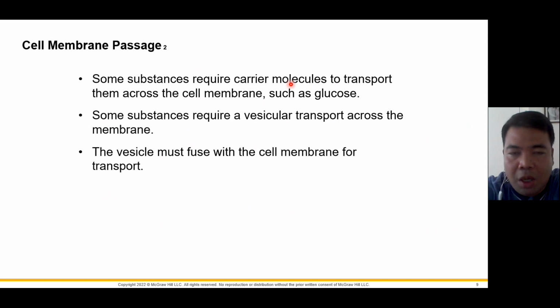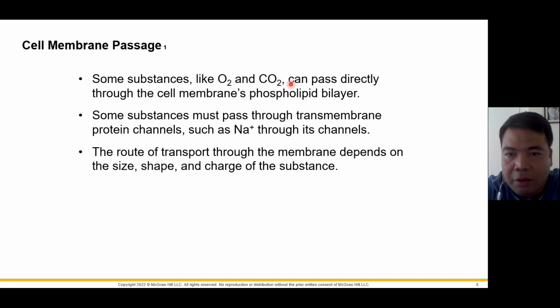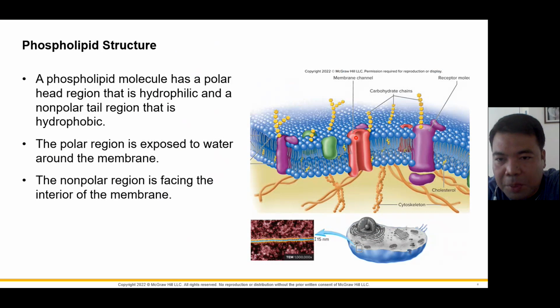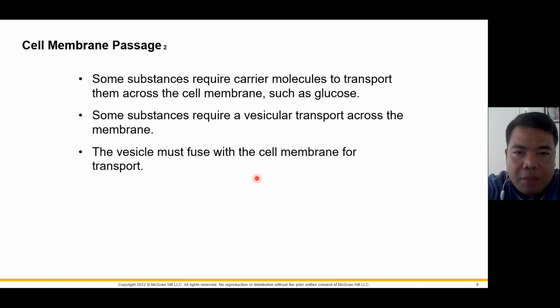So what is the difference between a carrier molecule and a protein channel? The protein channel, as we have said, going back to the drawing, is really like a door. It has a passageway. While a carrier molecule is a molecule where the substance to be transported binds to its receptor, and it undergoes a chemical change so that the substance is transferred to the other side of the cell membrane. And lastly, some substances require vesicular transport across the membrane.